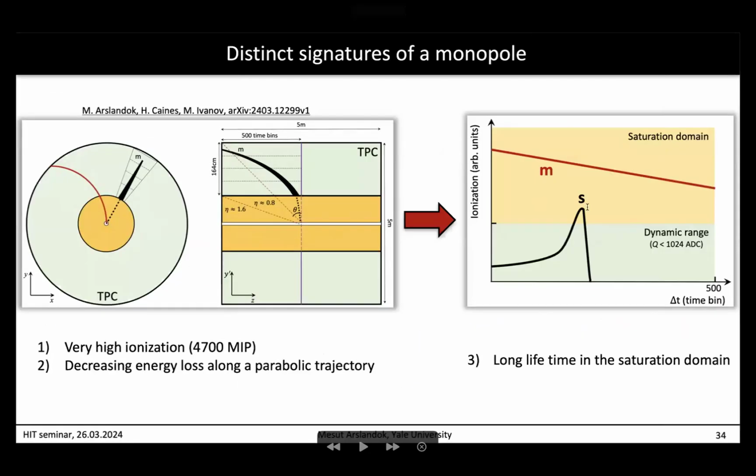So this one, for example, the spallation products will be in the domain very shortly, like for example this length, but the monopole will be very long. Why is that? Why doesn't the monopole give me a Bragg peak? Because the energy loss is decaying in time. All ordinary particles lose their energy by increasing the energy loss, and the monopole is the other way around.